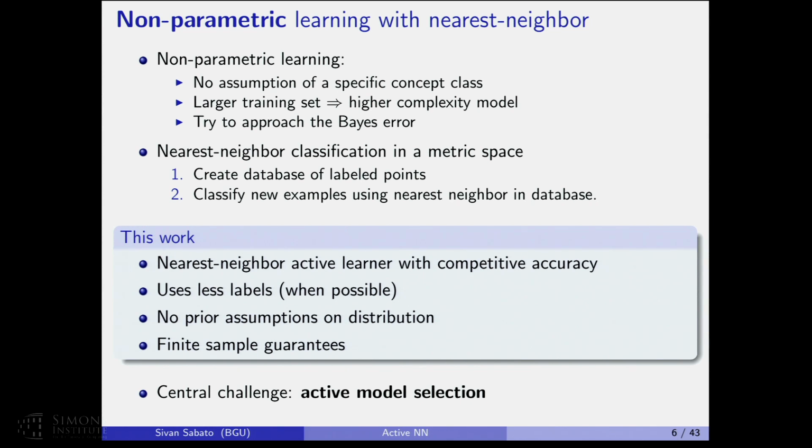A central challenge, which I will get to after a few other discussions, is active model selection. Unlike the fixed concept class case, we have to somehow decide on the complexity of our model. It's a challenge in active learning, because usually to do that, you just try a lot of different models. In passive learning, that's not too bad. But in active learning, every time you try a different model, you might pay a lot of labels. And you don't want to do that for all of the different models, just to choose one model in the end. So it's a serious challenge.